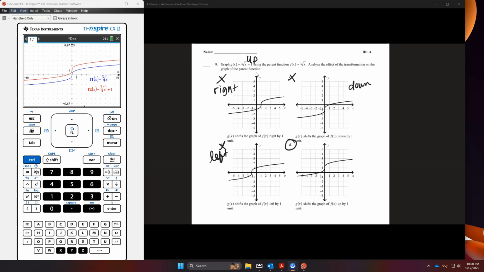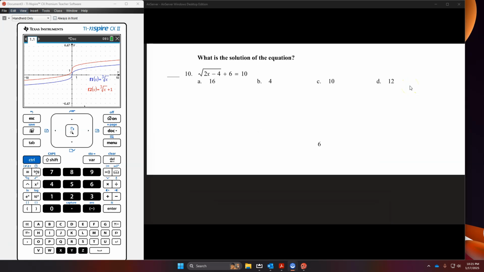So your answer is, what is the solution of the equation? So you have the square root of 2x minus 4, and then you have a plus 6 equals 10. So what you want to do is subtract 6 from both sides. So you have the square root of 2x minus 4, and then you have 10 minus 6, which is 4. Now you want to raise it to the second power.